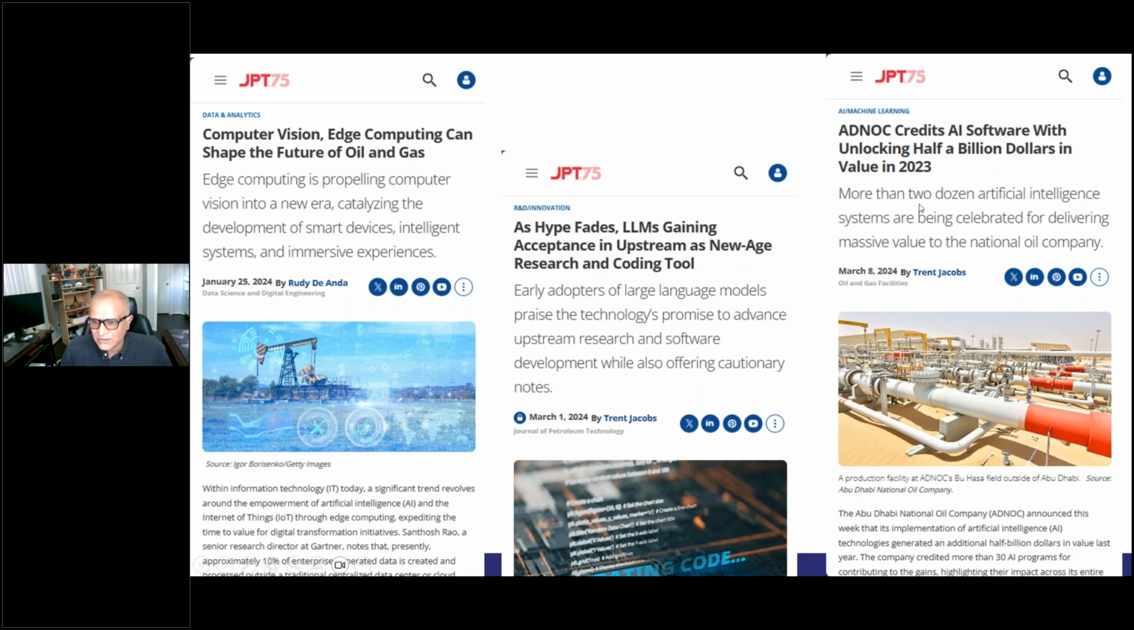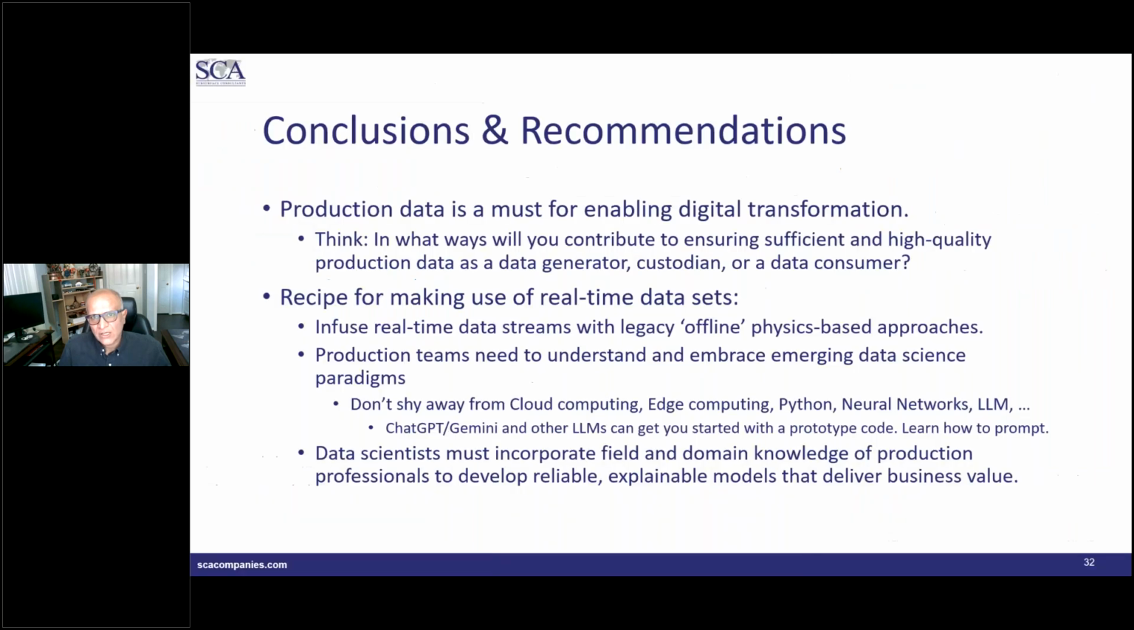So there are some practical, business-proven use cases that people are talking about. So it is imperative that we take care of our production data, which is a must for enabling this digital transformation. So we need to all think collectively in what ways will we contribute to ensuring sufficiency and quality, whether we are a data generator, custodian, or a data consumer. What is our recipe for making use of real-time data sets?